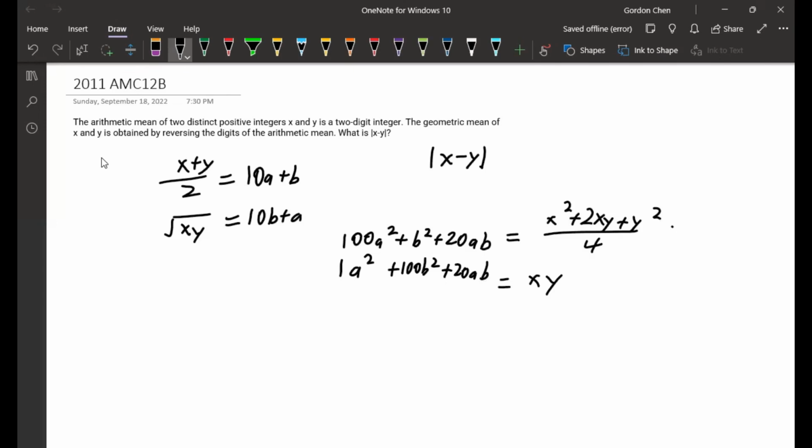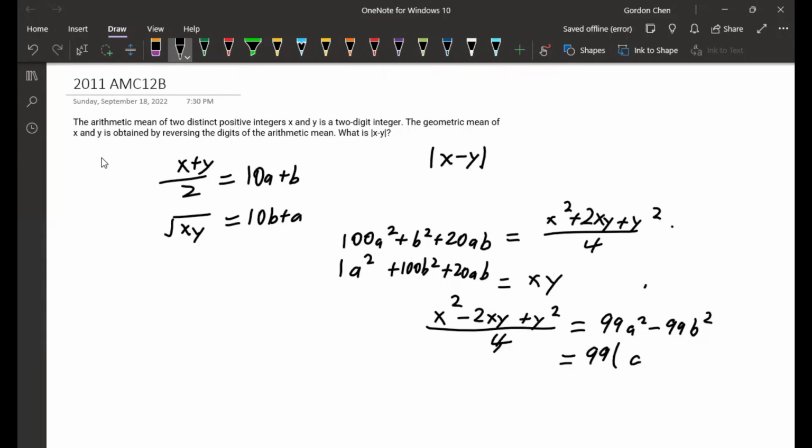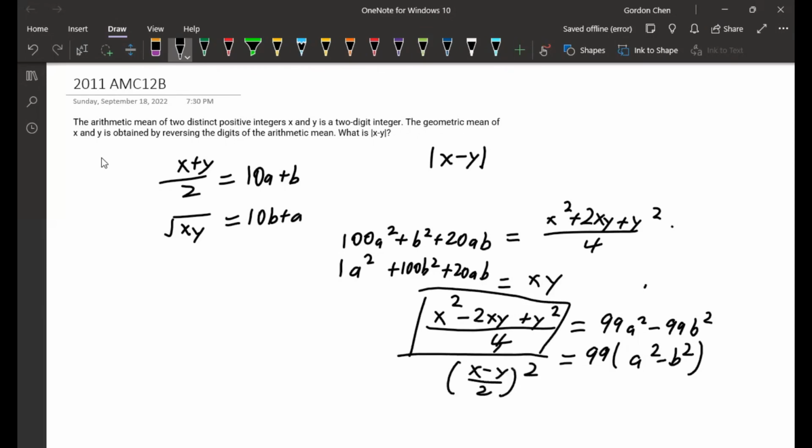Okay, so if we subtract this one from this one, what we get is (x squared minus 2xy plus y squared) over 4 equals, and for this one minus this one, we have 99a squared minus 99b squared, and that's it. So if we factor this, we have 99 times (a squared minus b squared). And so this side becomes ((x minus y) over 2) squared.